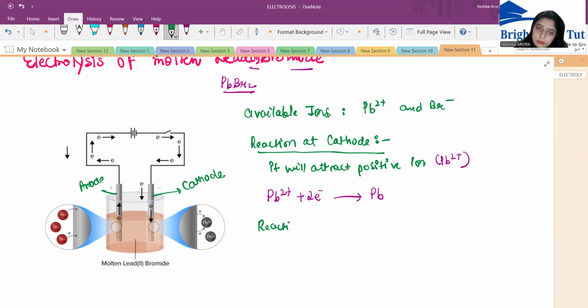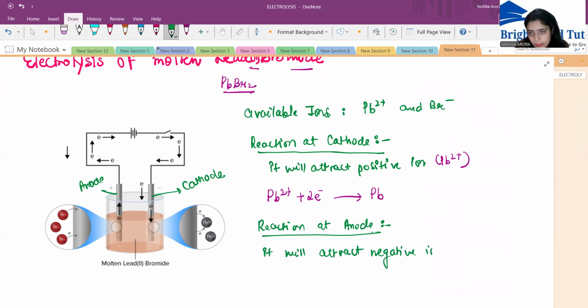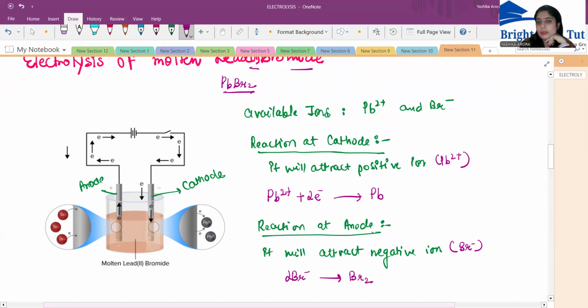Next would be the reaction at the anode. The anode is positive in nature, and positive is going to attract negative, so it will attract the negative ion. What negative ion do we have? We have Br-. Br- would be attracted, so I can write Br- here. Now let's write the reaction. What's going to happen? 2Br- is going to make Br2. That's going to be the reaction.